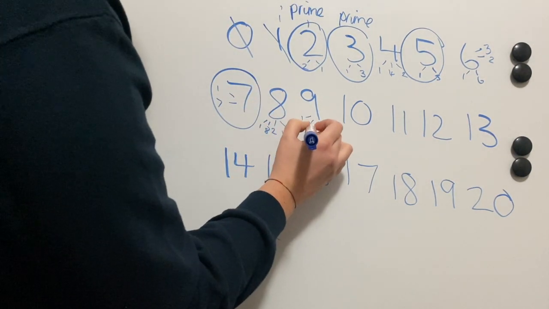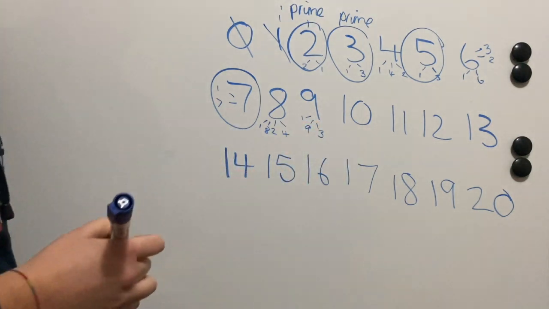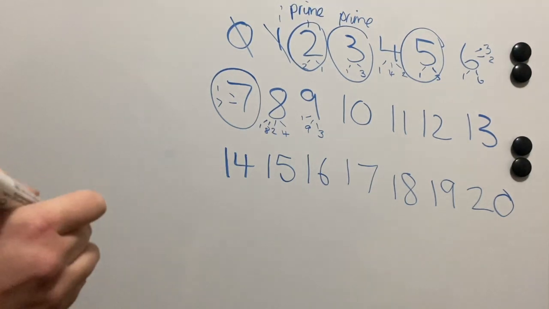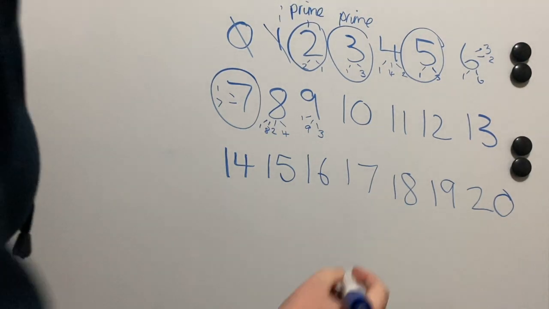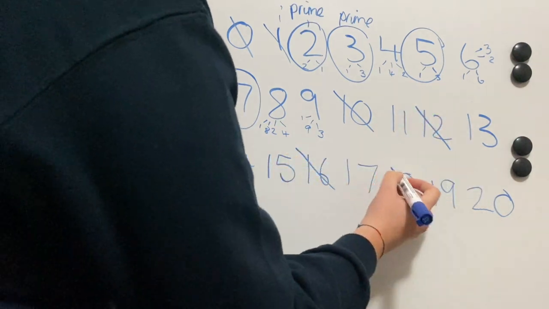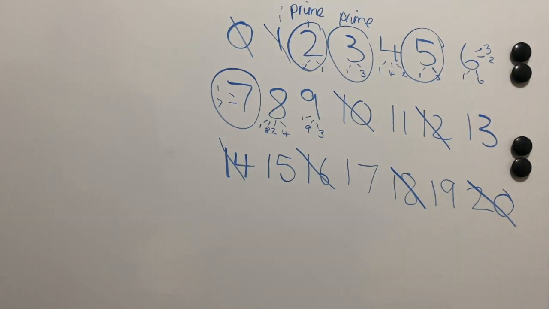9 is an odd number, and all prime numbers other than 2 are odd, but it has 1 and 9, and it also has 3. So it's not a prime number because it has more than 2 factors. 10 is an even number, and actually I'm going to go ahead and just cross out all the even numbers because I know that they're all also divisible by 2, which means that they have more than 2 factors.